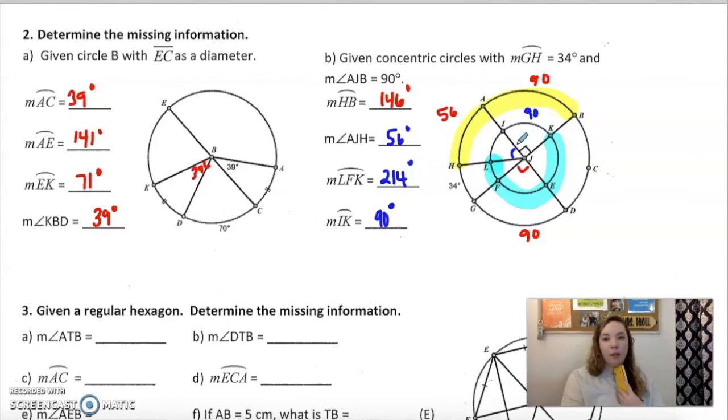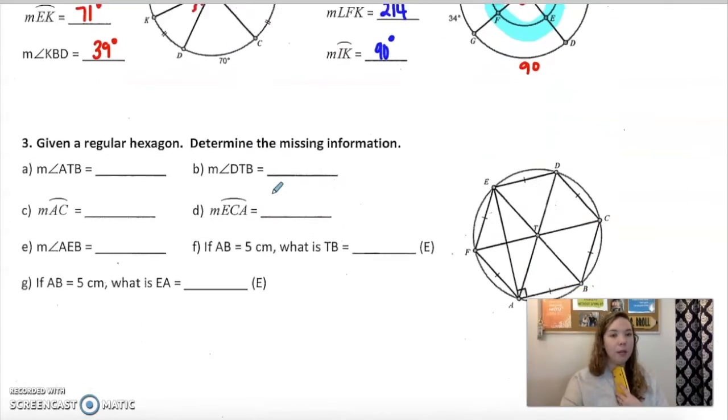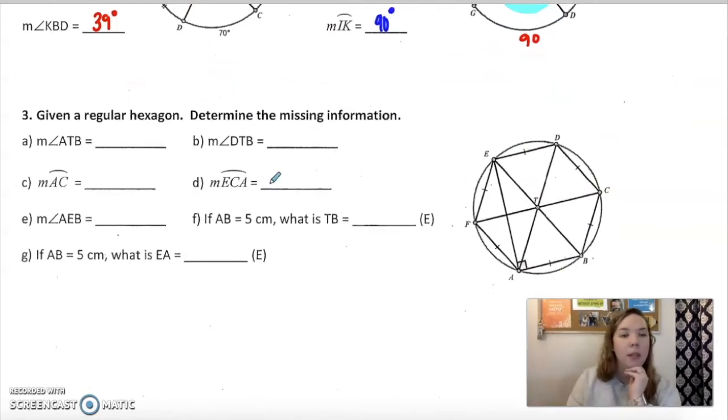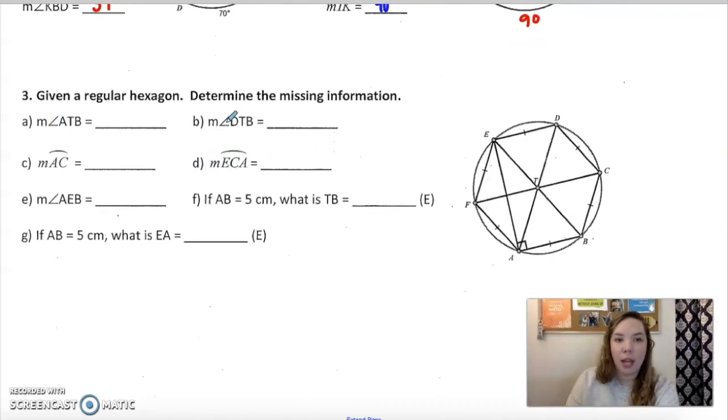Okay, these two circles would have different arc lengths because they have different radii, but their arc measures are the same since it's the same portion out of 360. Number 3 here, given a regular hexagon, determine the missing information. So measure of angle ATB would be here. Okay, so since it's a regular hexagon, I can take 360 divided by 6 to get 60 for all of my central angles. Measure of DTB, let's find that, DTB would be here, so 2 of them would be 120.